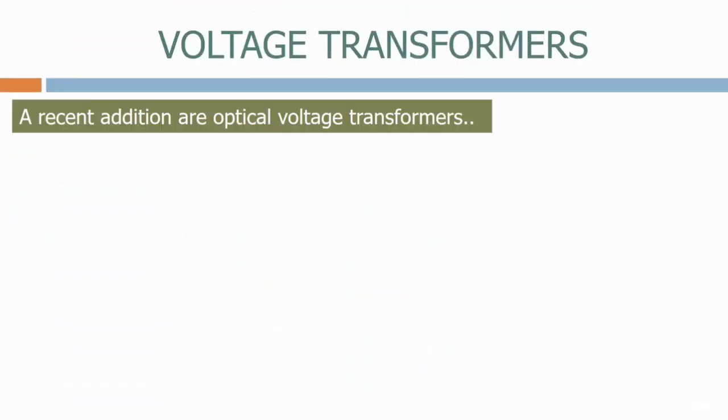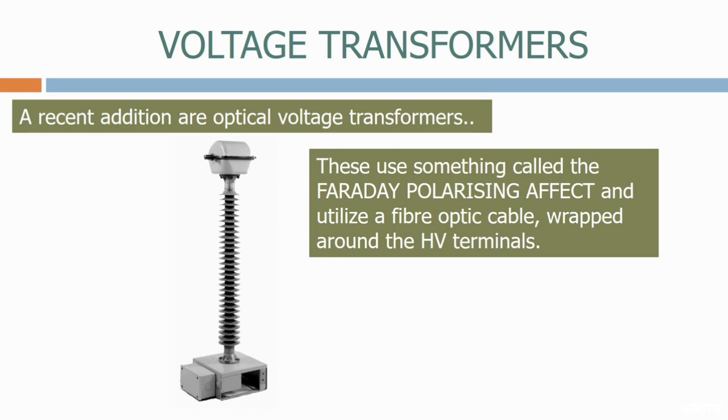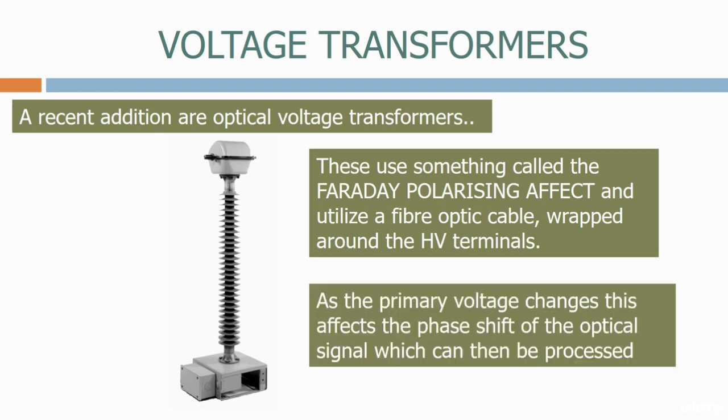A recent addition are optical voltage transformers. These use something called the Faraday polarizing effect and utilize a fibre optic cable wrapped around the HV terminals. As the primary voltage changes, this affects the phase shift of the optical signal, which can then be processed.